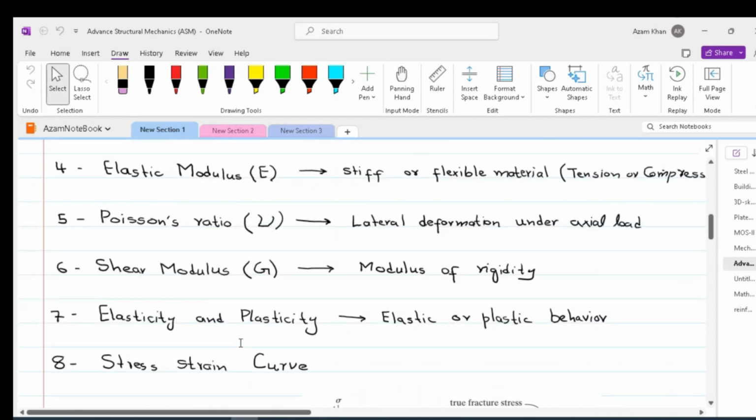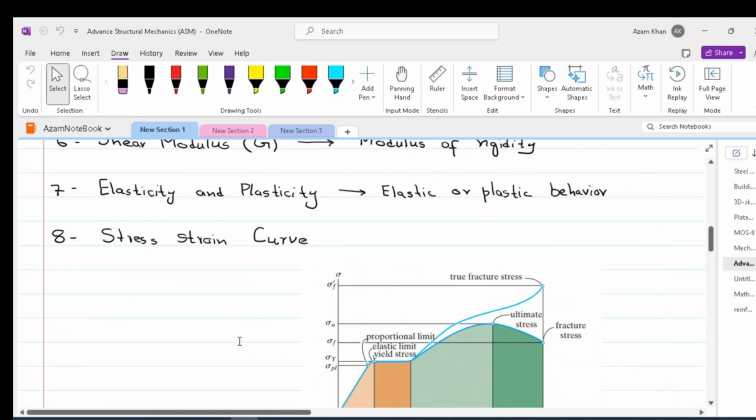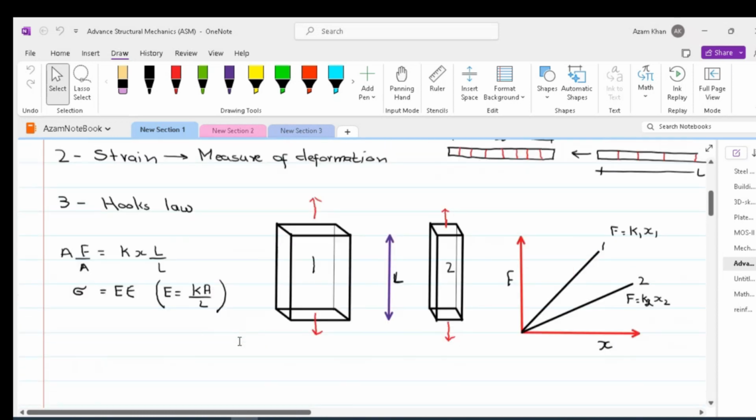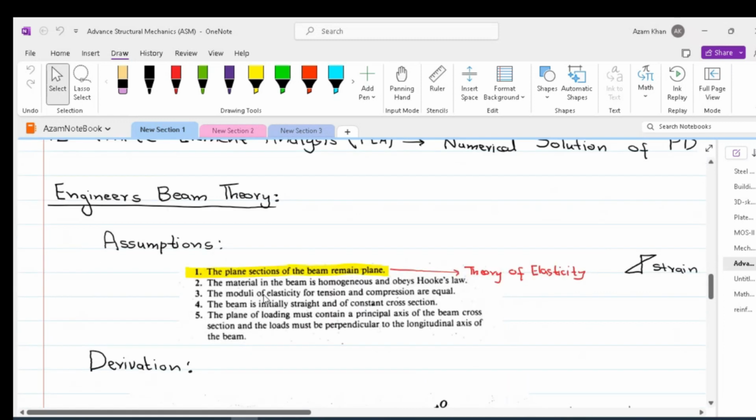Stress is equal to E times strain is another assumption of engineer's beam theory, and we have already discussed how stress equal to E times strain is important for different bodies. The third assumption is that moduli of elasticity for tension and compression are equal. So, like steel, we have the modulus of elasticity both in tension and compression the same.